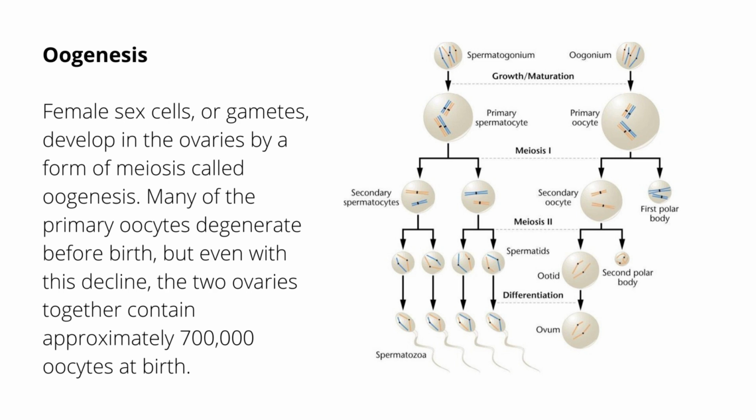Let's go to oogenesis. It is just like spermatogenesis in that it is a type of meiosis in which female sex cells or gametes develop in the ovaries. The events of oogenesis are similar to those of spermatogenesis, but the timing and final outcome are different because spermatogenesis produces a sperm, and oogenesis produces the ovum or the oocytes.